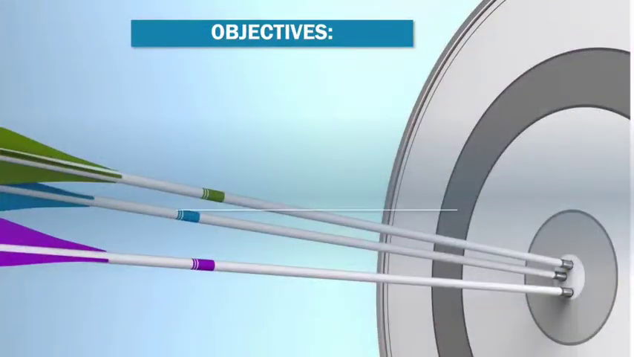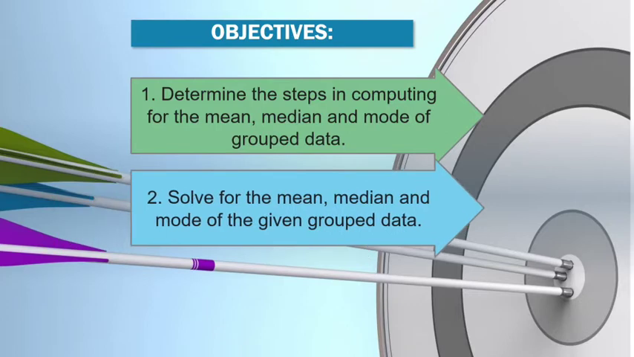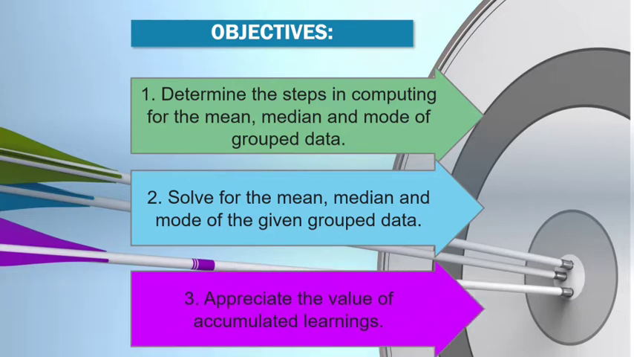The objectives are the following. First, determine the steps in computing for the mean, median, and mode of group data. Second, solve for the mean, median, and mode of the given group data. And appreciate the value of accumulated learnings.